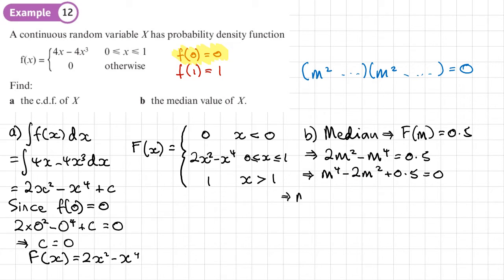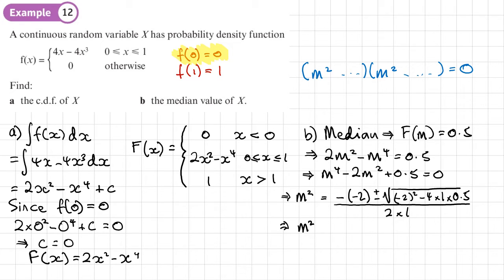But I will say m squared equals minus b, so minus negative 2, plus or minus the square root of b squared, so negative 2 squared, minus 4 times a, 1, times c, which is 0.5, and all of that is going to be over 2a, 2 times 1.